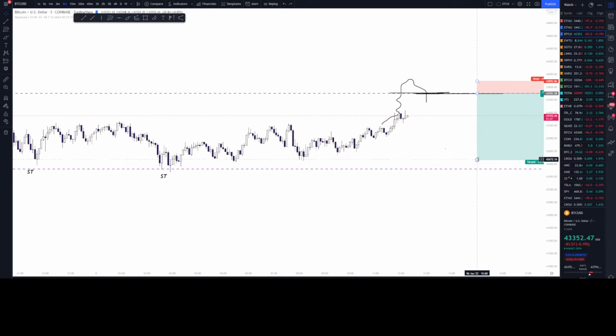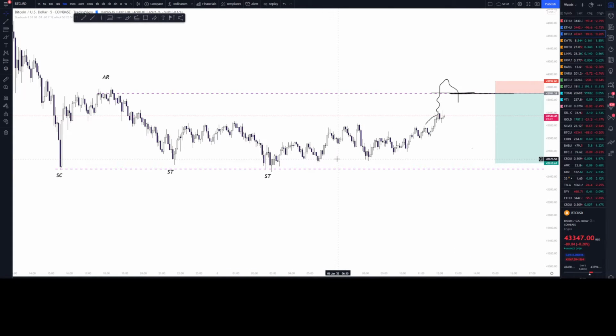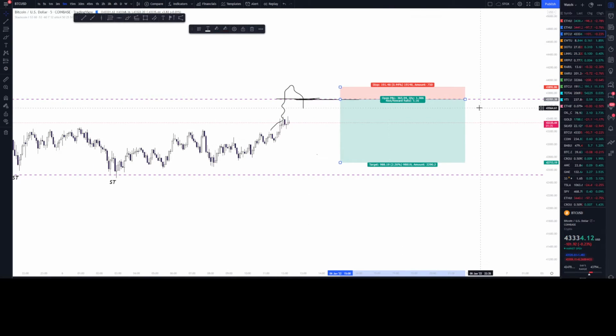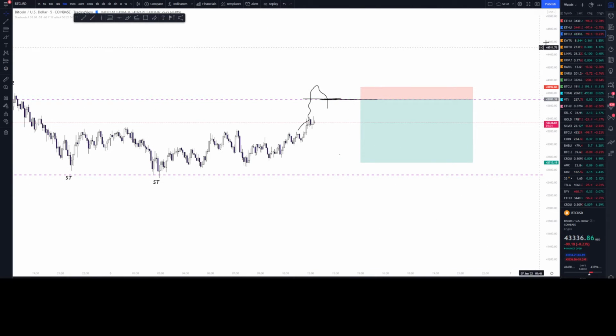I'm going to set my stop loss basically here. Probably around this area. Maybe actually right here. Boom. Just to make sure, right? That's a 5-to-1 risk reward. That's what I'm taking on Bitcoin.